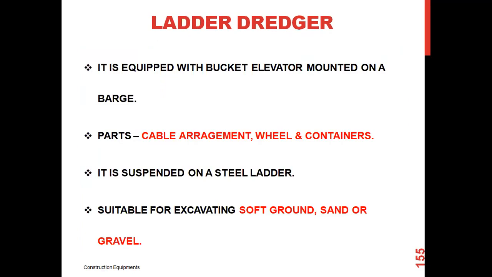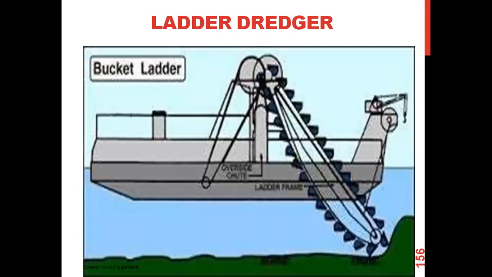The ladder dredger is equipped with a bucket elevator mounted on a barge. The parts are a cable arrangement, wheel and containers, suspended on a steel ladder, and are suitable for excavating soft ground or sand or gravel. Here, these are the bucket arrangements which can collect the materials from this bucket ladder.